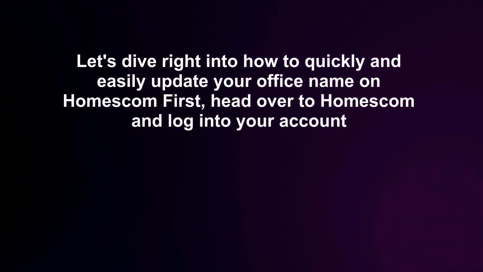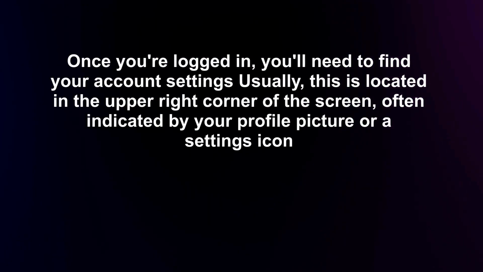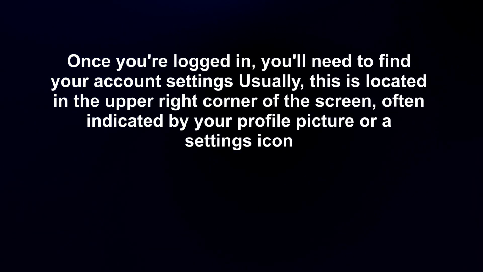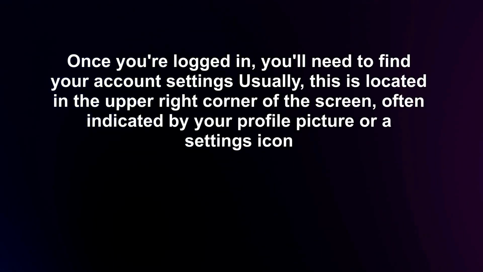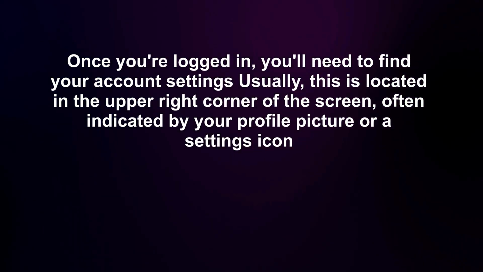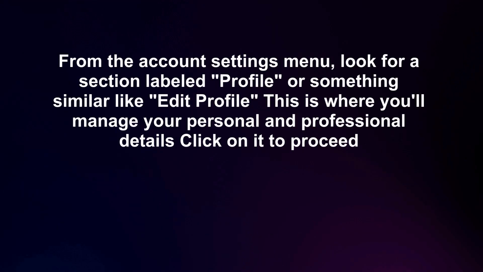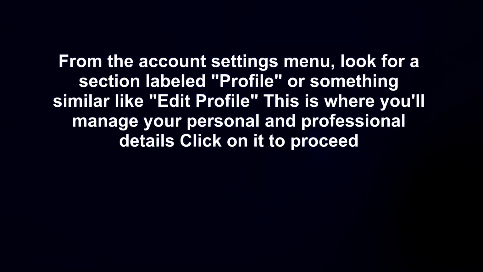First, head over to Homescom and log into your account. Once you're logged in, you will need to find your account settings, usually located in the upper right corner of the screen, often indicated by your profile picture or a settings icon. From the account settings menu, look for a section labeled Profile or something similar, like Edit Profile.